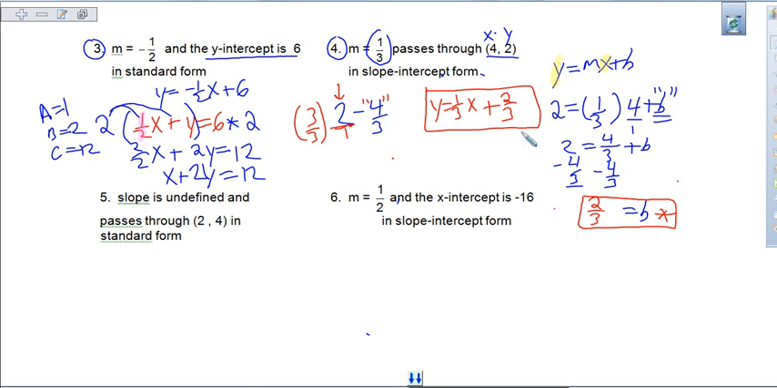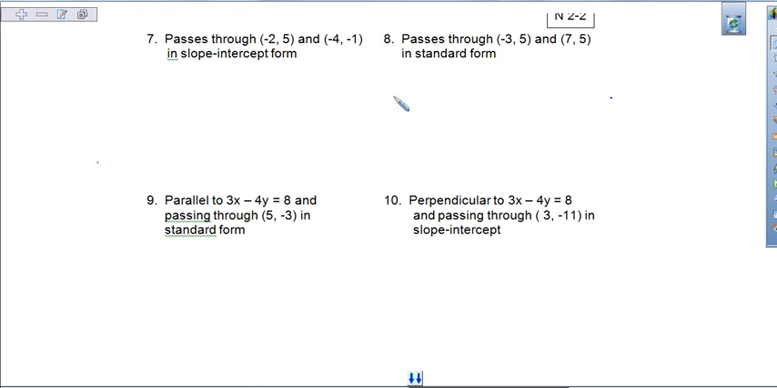Okay, let's see if there's anything else. I do want to do one of the parallel perpendicular problems. On number 7, let's talk about a way to do this. Well, first of all, they didn't give us the slope here, did they? But we can use the slope formula where we subtract the y quantities, which will give us our rise, and subtract the x quantities, which gives us our run, and then we would have a slope value that we could use just like we did on the previous problem.